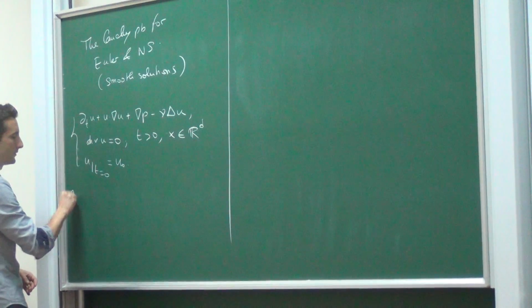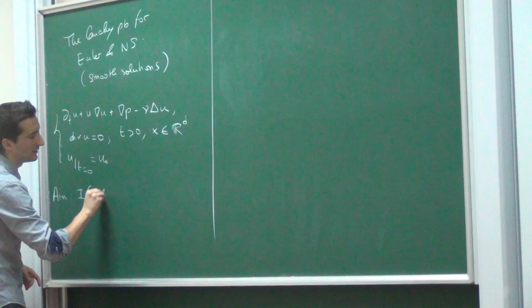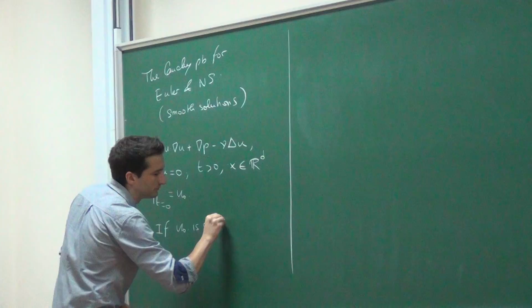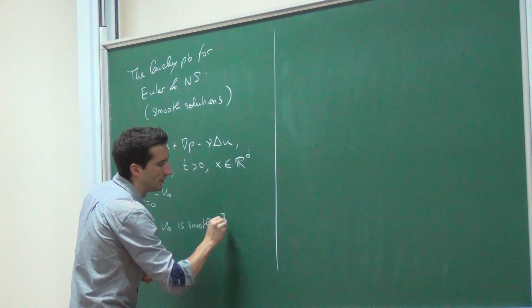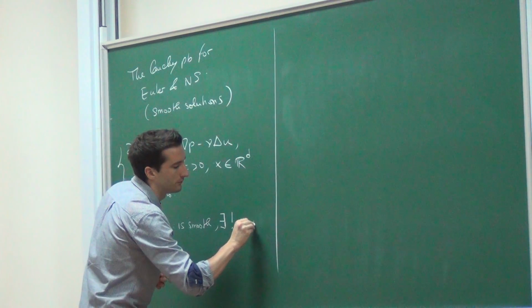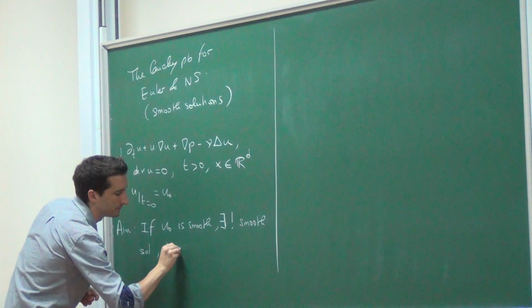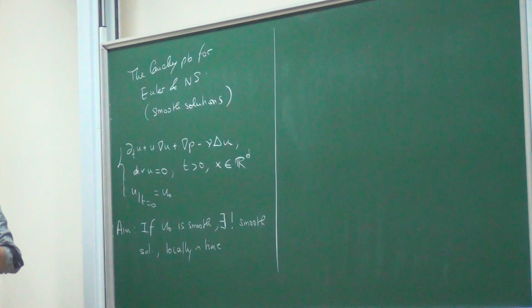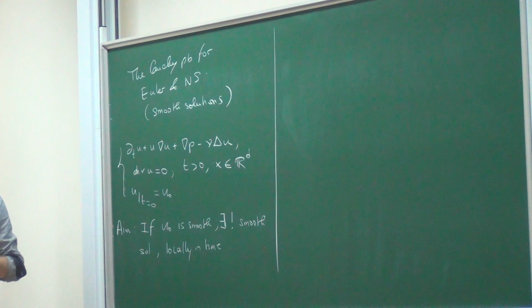And so the aim of the chapter is to see that if the initial velocity field u0 is smooth, there is a unique smooth solution, at least locally in time. After a while, the solution may lose its smoothness, okay? But we will guarantee that for a short time, the smoothness is preserved and you have a nice unique solution.